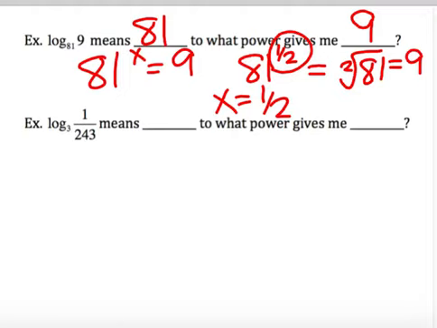This next problem, the answer that we're kind of looking for is in the denominator. When in this unit did we shift things to the denominator? And so log base 3 of 243, let me say that again, log base 3 of 243 means 3 to what power is 1 over 243.